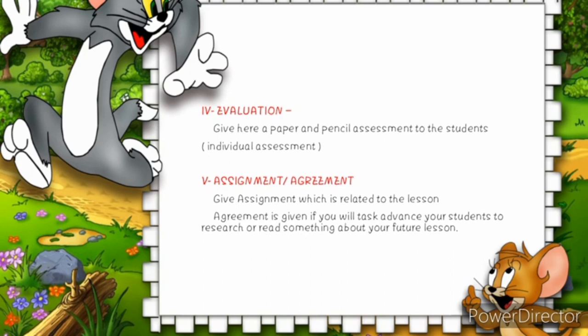In the assignment, your assignment should be related to your lesson. Like you will task them to create 5 sentences, underlining the proper noun and common noun. So for agreement, you will task them to read in advance what a verb is. That is agreement, right? So that composed the elements or the components of the 4A's lesson plan.